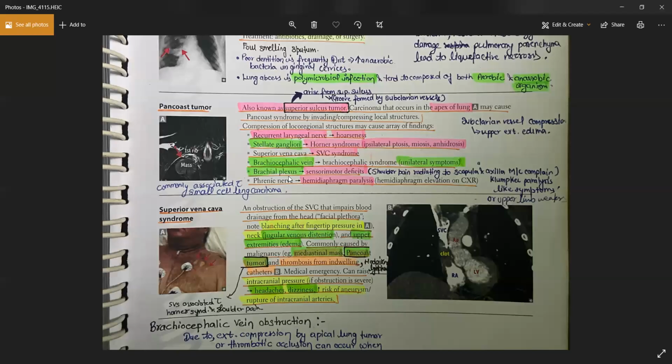Inferior trunk. Yes, you will have a compression of the inferior trunk. And if the inferior trunk is compressed, what syndrome will you get? What kind of paralysis will you see? Klumpke paralysis. Yes, you will have Klumpke paralysis because the lower part is supplying mostly the distal part of the limbs, right?